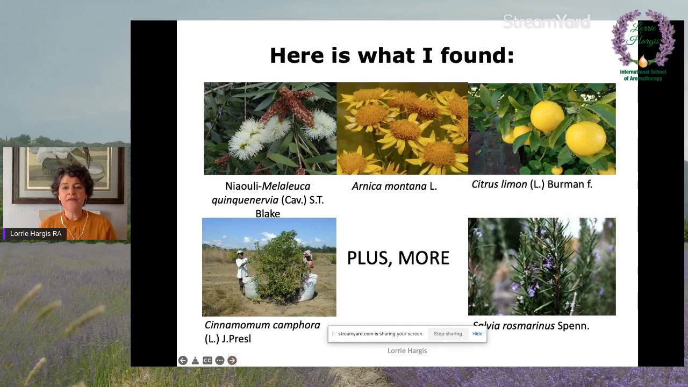Then we have our lovely arnica here, and this was used in a macerated oil that we use for pain. We also were using lemon essential oil. This lemon essential oil came from the USA, and everything I used was organic. I'm not going to put anything in my body that's not organic. I do not want pesticides and herbicides in my system. So everything we used was organic.